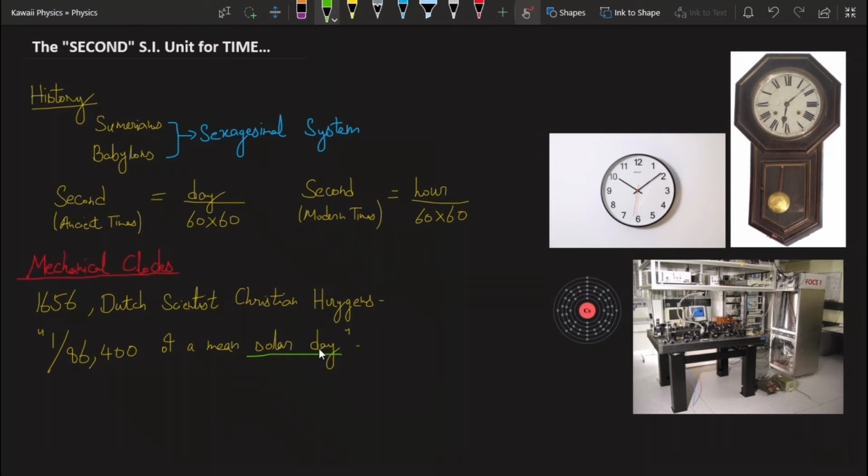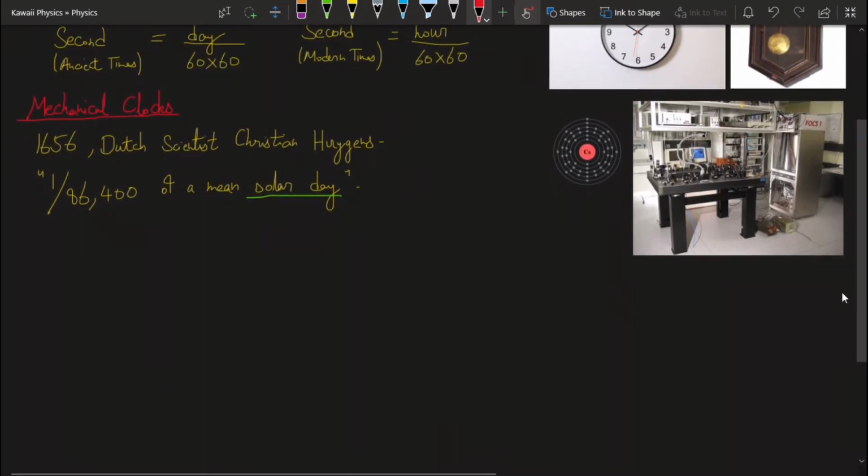So next we're gonna talk about the quartz crystal oscillator.